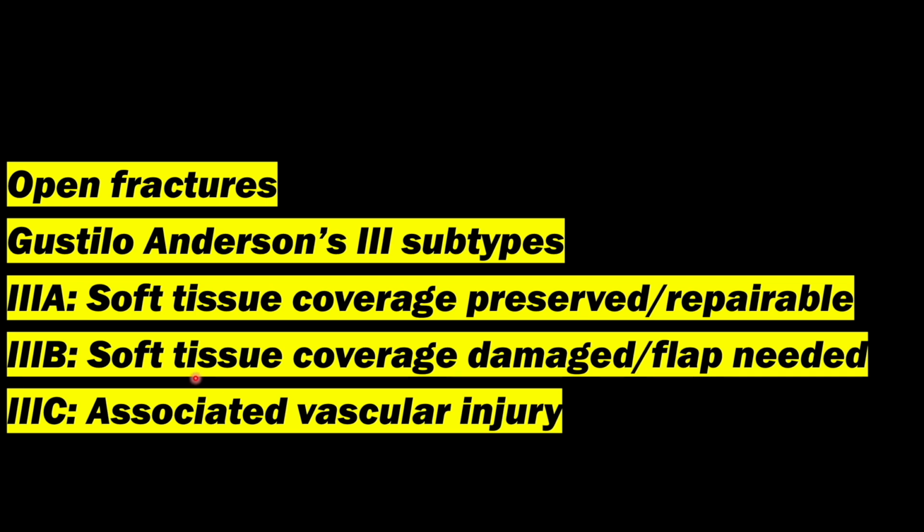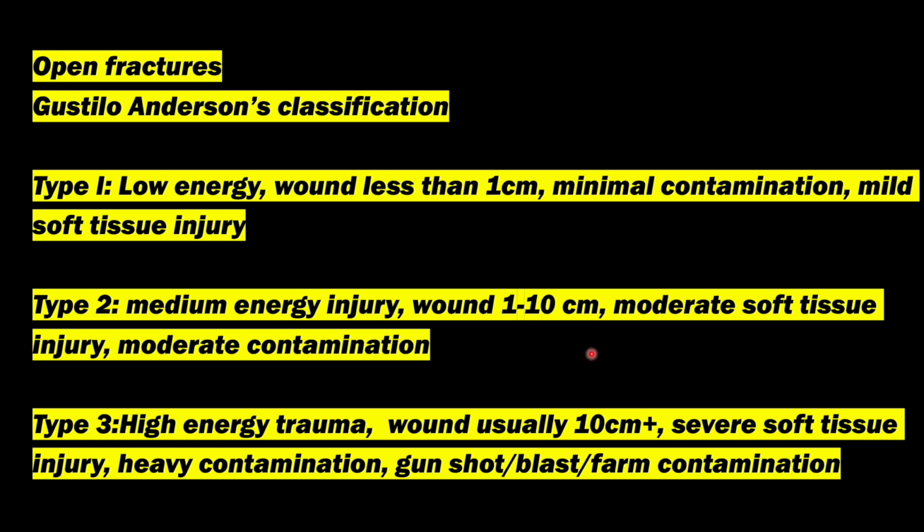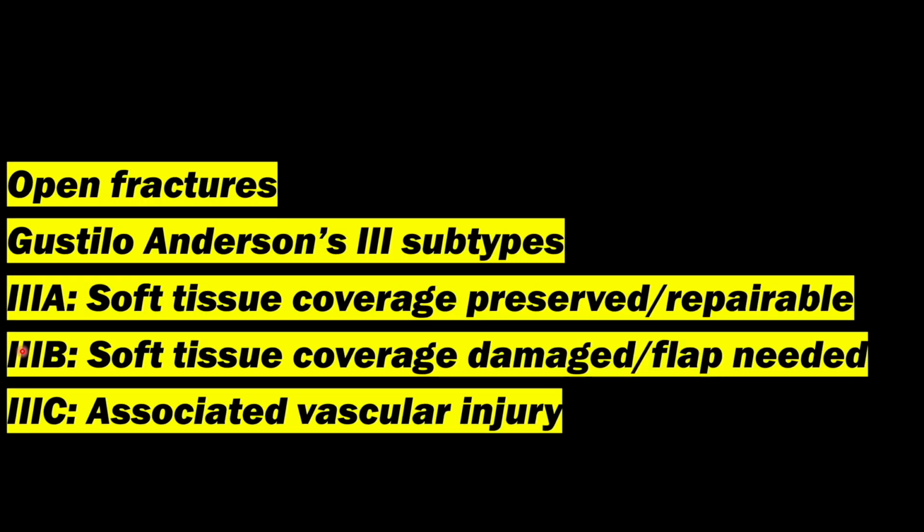So whatever the extent of injury of the other components, if it is associated with the vascular injury, then automatically it becomes type 3C. For example, if there are all components of type 2 injury but associated vascular injury, that means it will be called type 3C irrespective of other parameters. I think it should be clear by now that the severe component has to be counted.